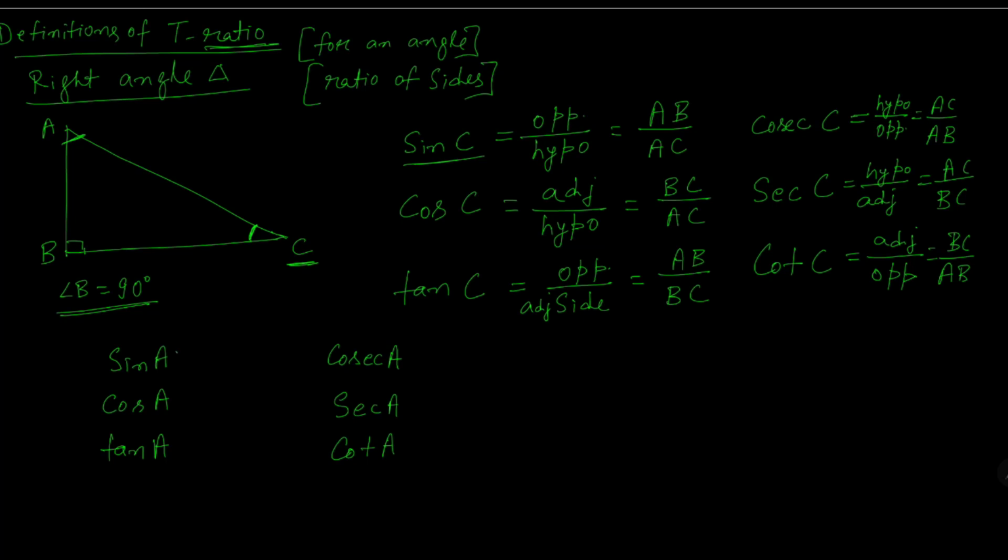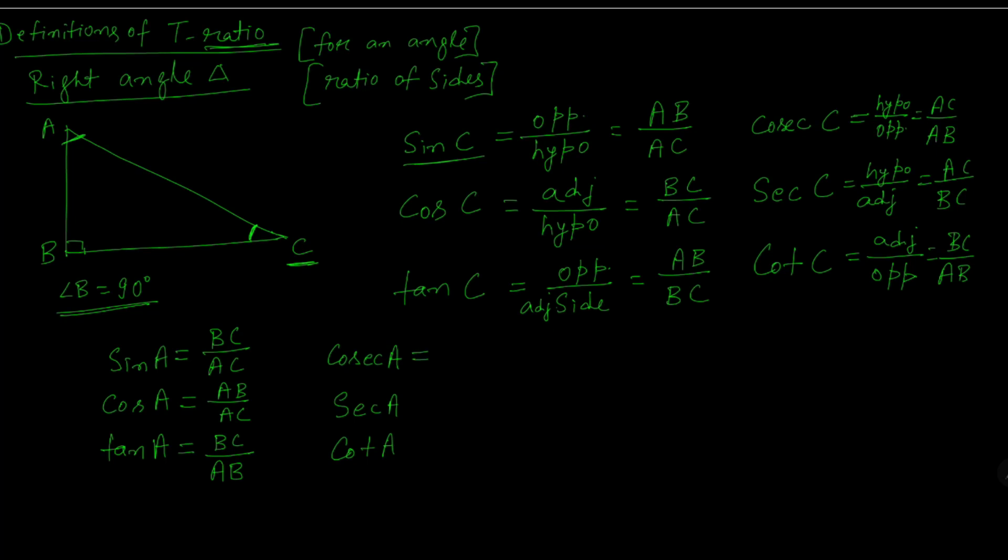I'll write it. Sine A is equal to, opposite side to A it is BC, hypotenuse is AC. Cos of A, the side with A other than hypotenuse is AB, divided by hypotenuse AC. Tan of A, opposite BC upon adjacent. Remember the definition of tan is opposite upon adjacent. So for angle A, opposite is BC, adjacent is AB.